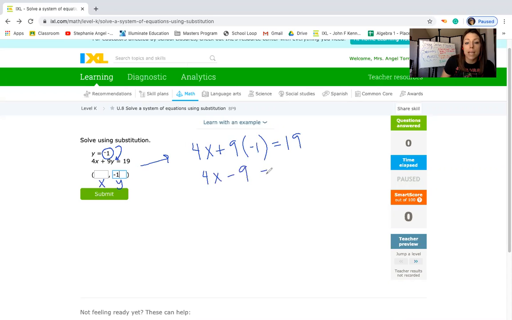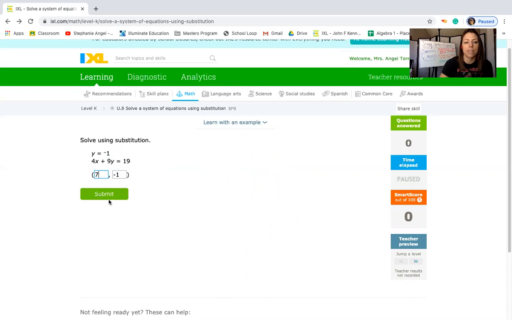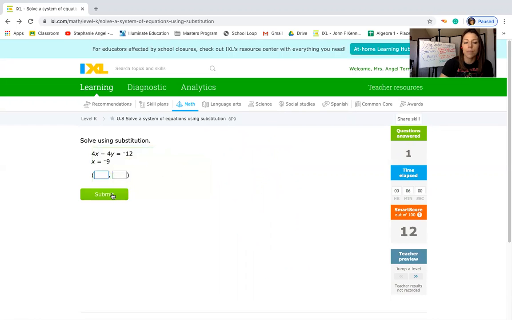That would be 4x minus 9, because a positive times a negative is a negative. Add 9 to both sides, because that creates a 0 term. 4x equals 19 plus 9, which is 28. Divide by 4, because that creates a big 1. And we get x equals 7. So in this case, because I knew y is negative 1, I used that to plug it in. I got x was equal to 7. Let's go ahead and see if that's right. And it is.